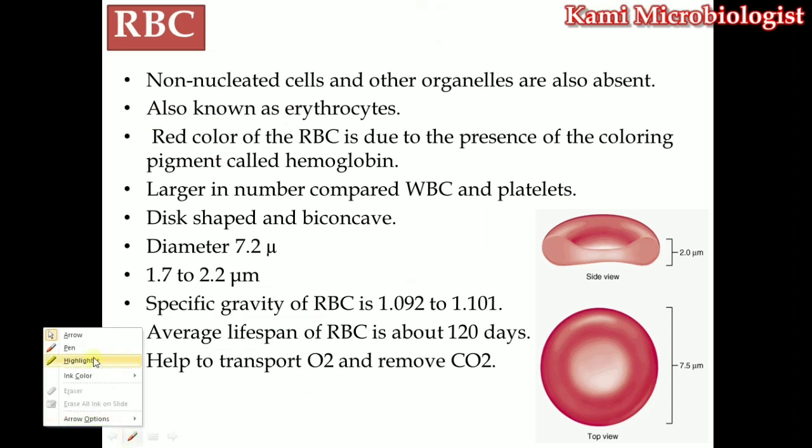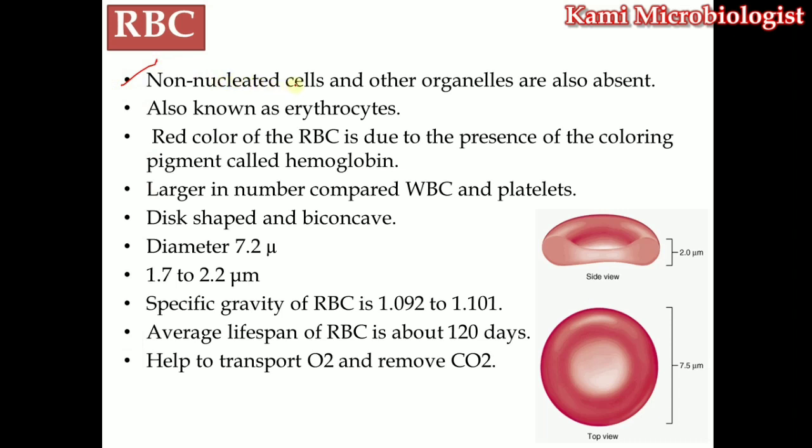Before explaining the test in detail, we need to know about the RBC. This is not the complete lecture on the RBC, but this way we can easily understand it. RBCs are non-nucleated cells, which means they do not have organelles as well. Only the camel has nucleated RBCs, remember guys. We also call them erythrocytes, because erythro means red and cyte means cell, so red cells. The red color of the RBC is due to a pigment called hemoglobin. Hema means iron, globin means protein.